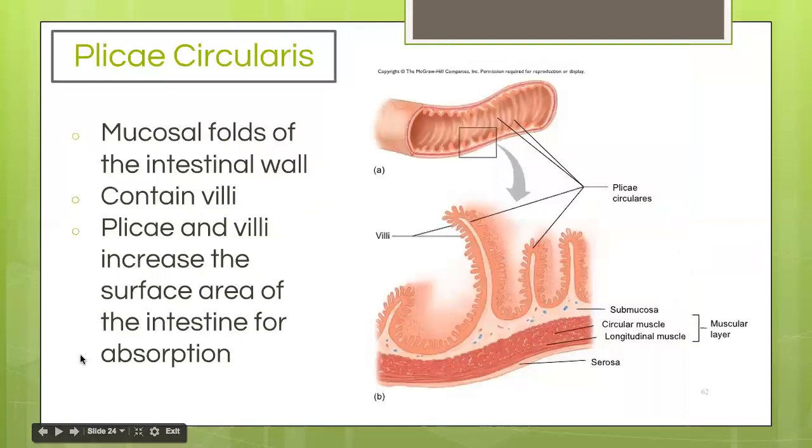So within the lumen of our small intestine, on the inner wall, are plicae circularis. Today I'm not entirely sure if you're going to get a good image of them on the small intestine of the pigs, but these are mucosal folds that contain villi, and the villi's purpose is to absorb anything and everything that passes by. So we have plicae to increase the surface area so that we can get more villi in our small intestine for maximum absorption.